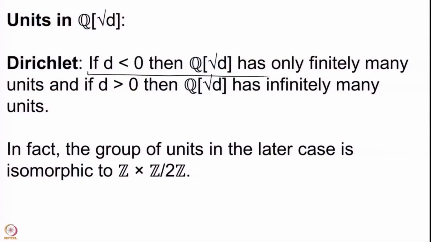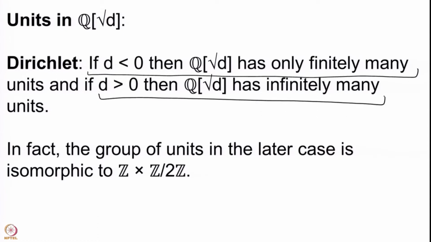In particular, when we are looking at quadratic extensions, this has a very nice simple statement that for negative D there are only finitely many units, and for positive D there are infinitely many units, and in fact you have that the group is of the form Z cross Z by 2Z. So, it is an infinite cyclic group direct product with the group of order 2.